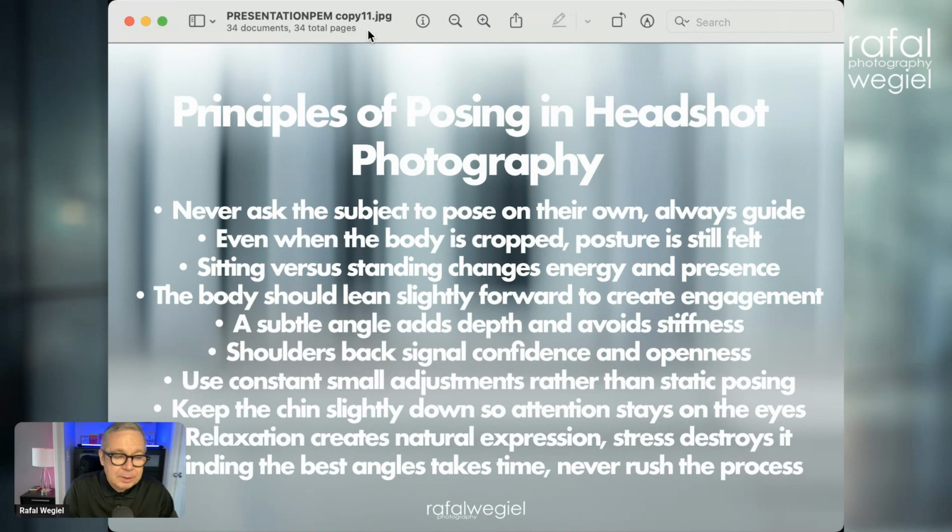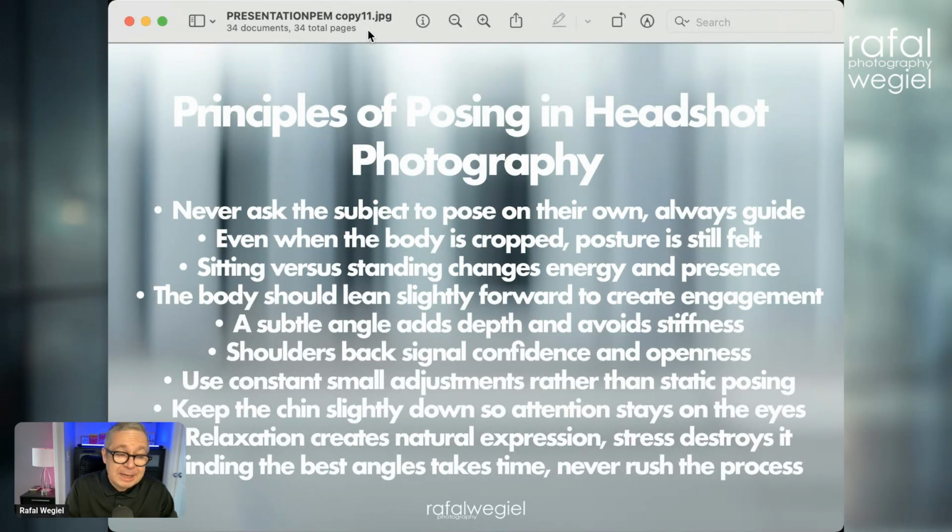So one of the key principles is to never just tell the client, okay, now just pose. Don't do that. You have to guide the person, make them work with you, and tell them exactly what to do. Usually, throughout the entire session, I'm changing them constantly. So you're adjusting: okay, move forward, adjust your arms, chin down, and we're going to talk about some other details. We definitely want to have them on the move nonstop.